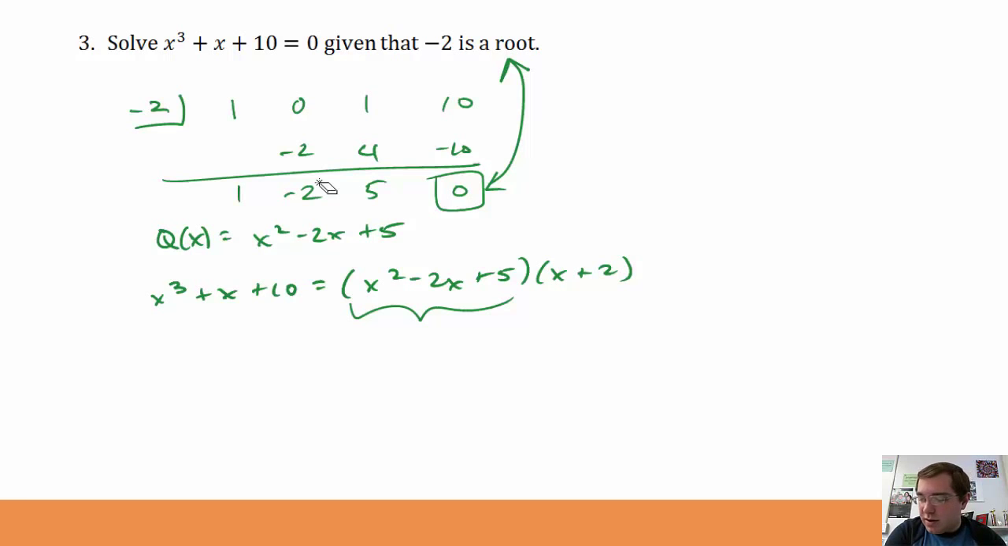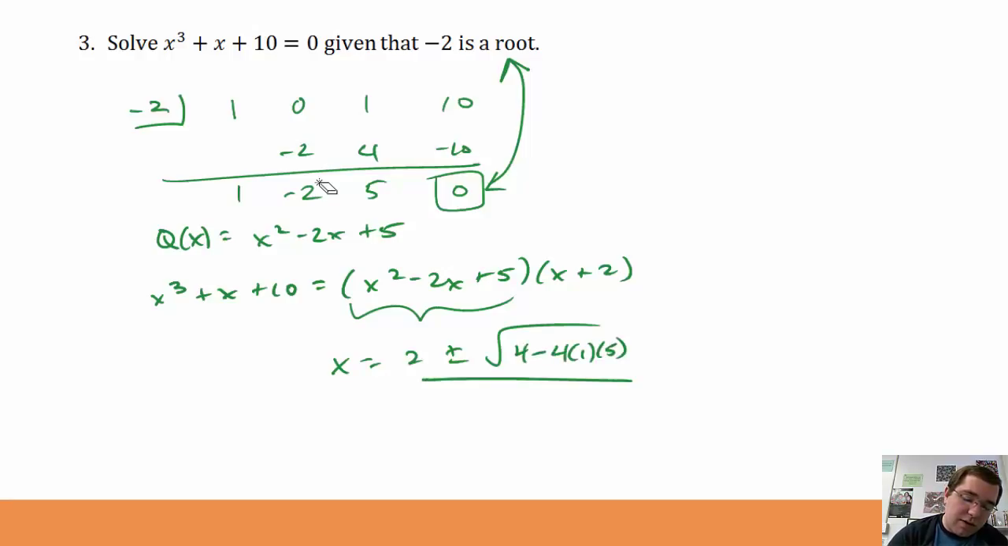Well, it can't be factored, so we can use the quadratic formula. x equals negative b, so that's positive 2, plus or minus the square root of b squared, which is 4, minus 4 times 1 times 5, all over 2 times 1. So x equals 2 plus or minus square root of 4 times 5 is 20, 4 minus 20 is negative 16, and all over 2. So x equals square root of negative 16 is 4i. So when we divide everything by 2, we'll have 1 plus or minus 2i.